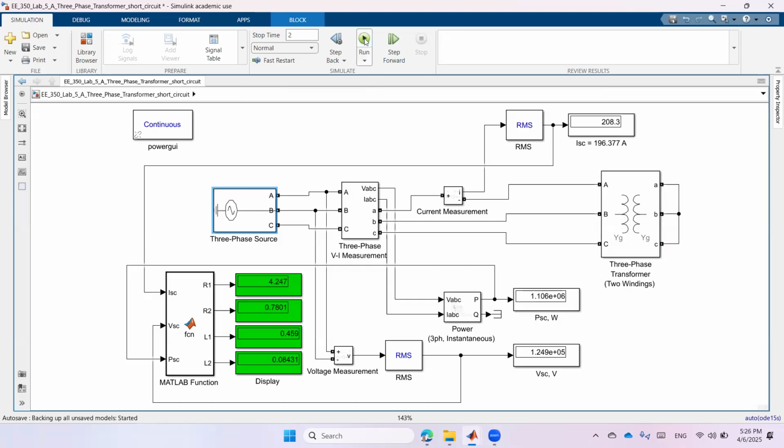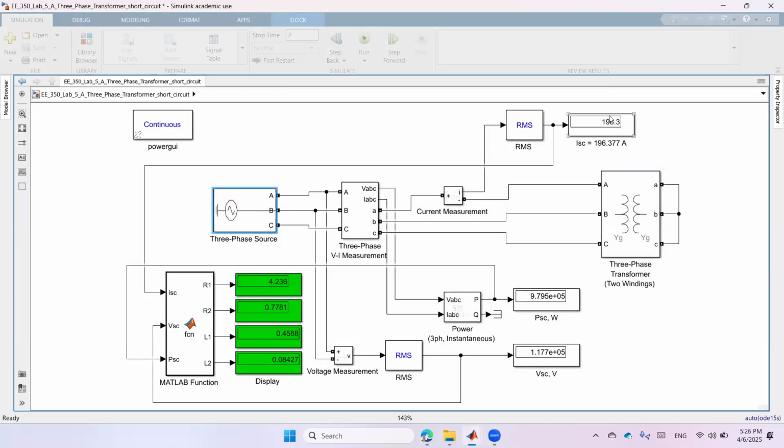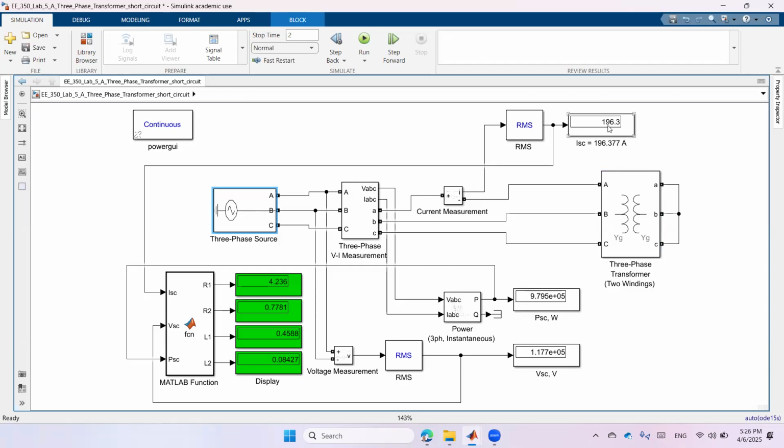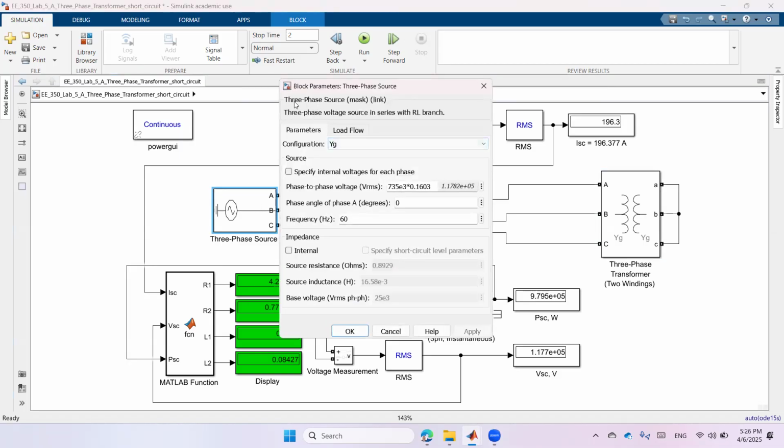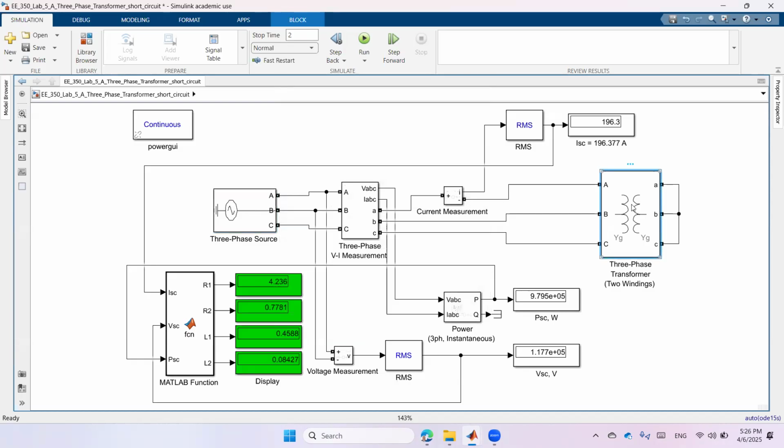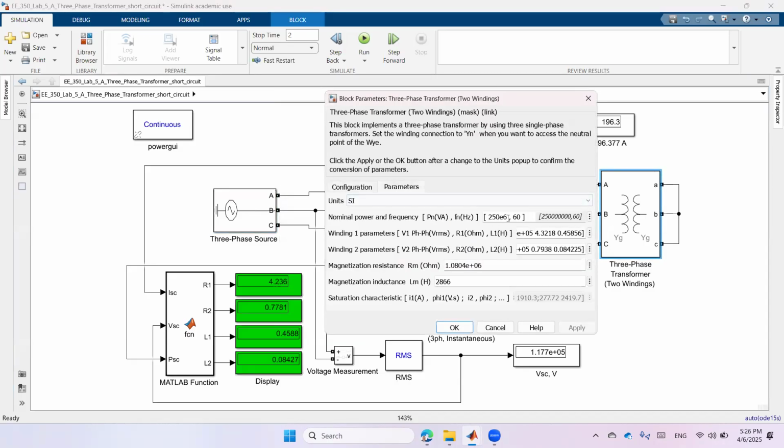If I do that, I see that the current will be the rated current in the circuit, which is 196.3, and here it is. Okay, this is regarding the three-phase power supply. That is a three-phase source with Y grounded, the voltage phase angle of phase A is 0 and the frequency is 60 hertz. This frequency should match the frequency of the transformer. Again, if I go to the transformer, I see that the frequency of the transformer is also given to be 60 hertz. So you need to make sure that it matches.